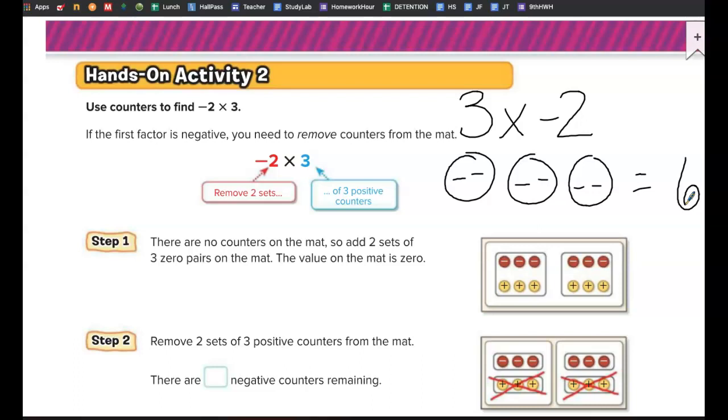Gracie, what do we have? Positives or negatives? Negatives, because I have 3 groups of negative 2. Therefore, there's 1, 2, 3, 4, 5, 6 negatives, and your answer would be negative 6. That's one way of solving that problem.